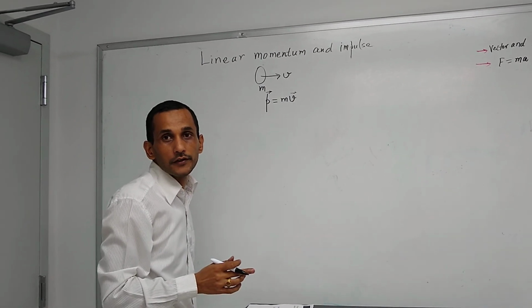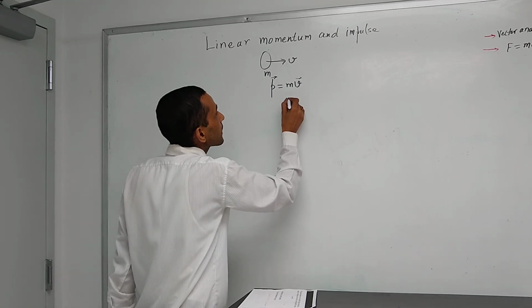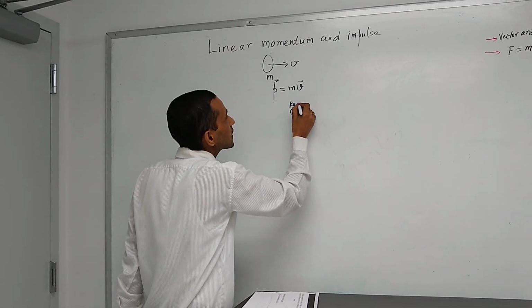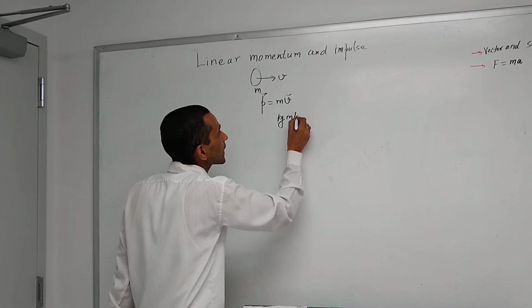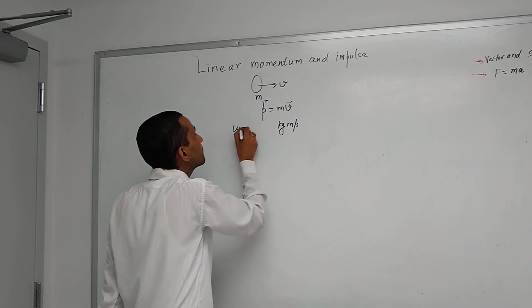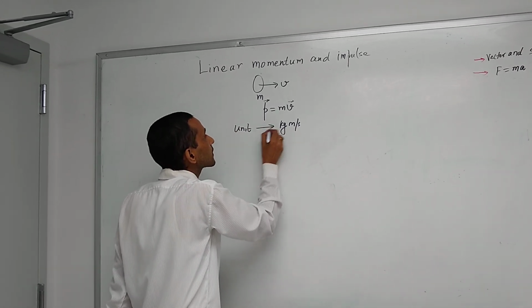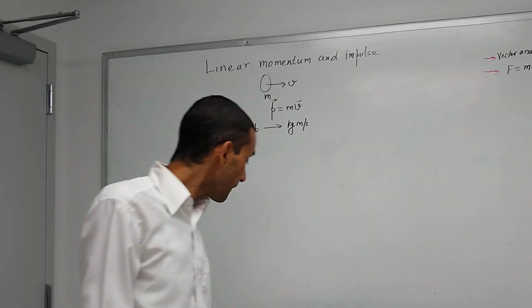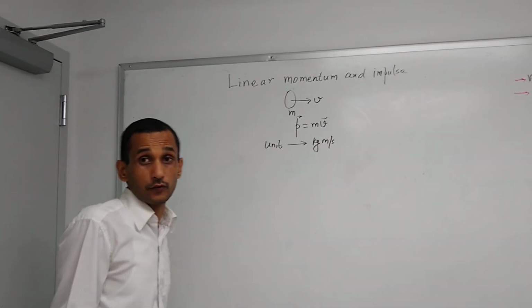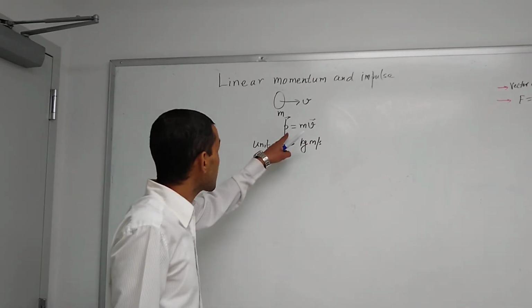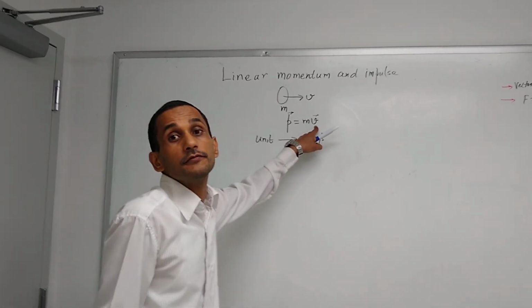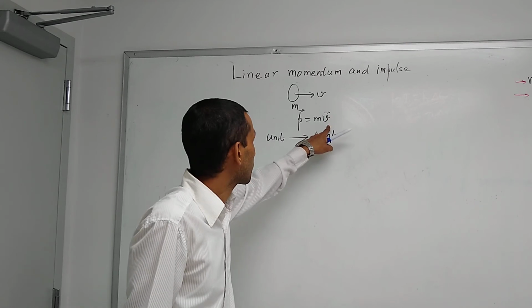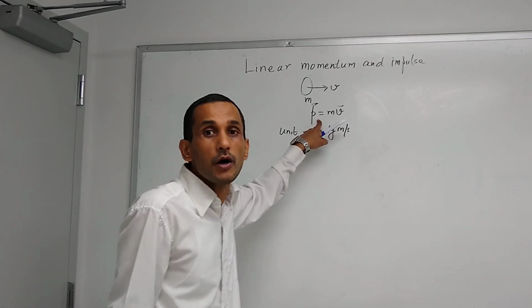Mass is a scalar quantity. Mass is measured in kg, and velocity is measured in meters per second. So the unit of momentum P is kg meter per second in the SI system of units. Okay? And it is a vector quantity, and its direction is the same as the direction of velocity. So the direction of velocity determines the direction of momentum.